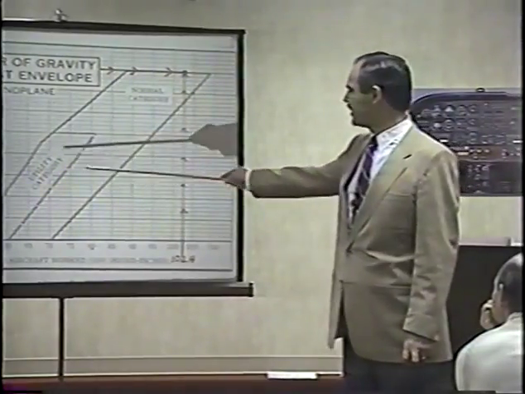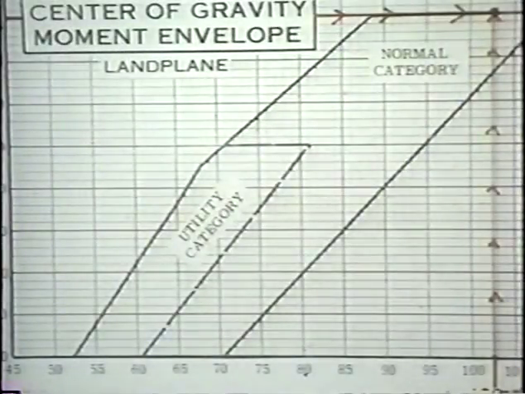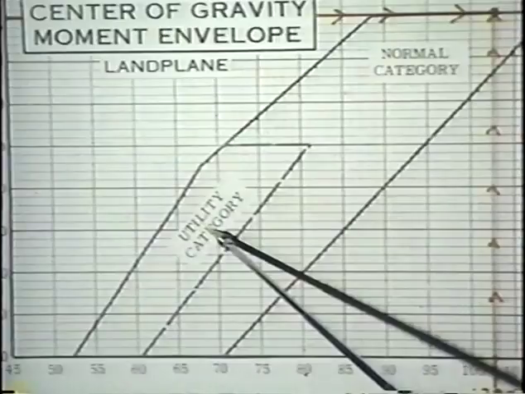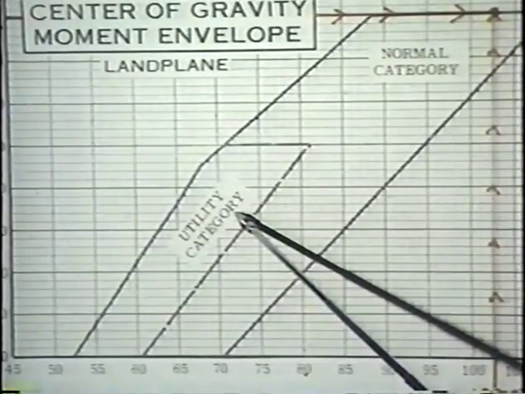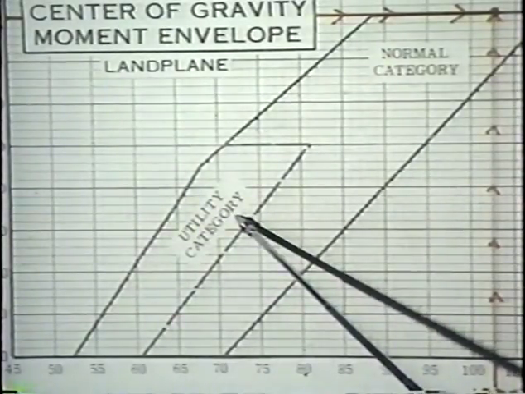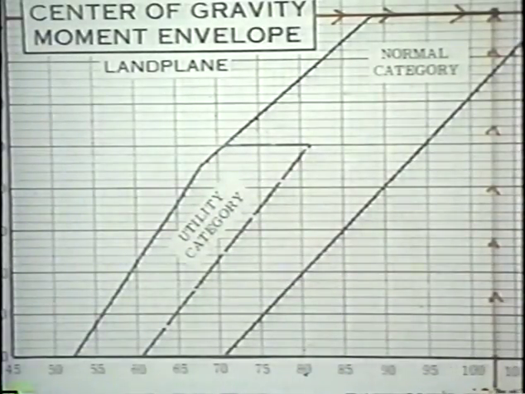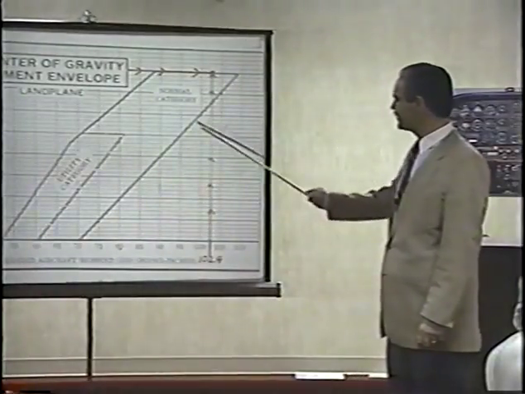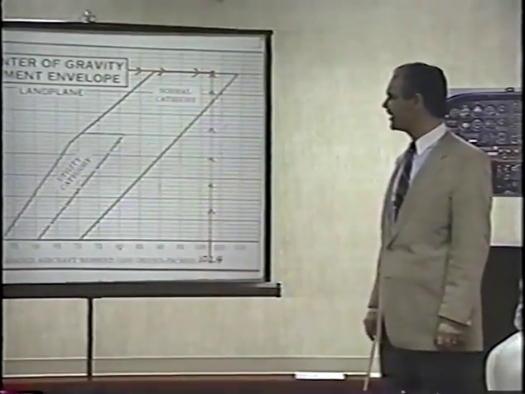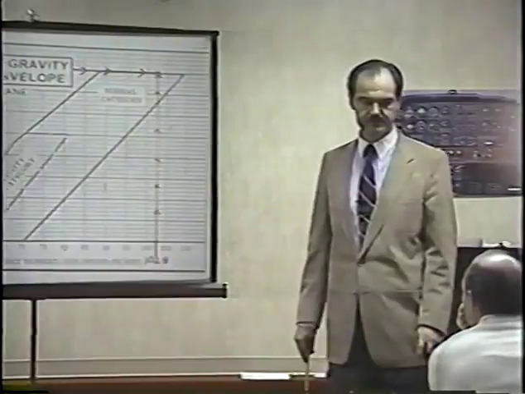Now, take a look up here. If we happen to fall in the utility category, that's just better. You might see a little placard on your airplane that says that intentional spins are prohibited unless you're loaded in the utility category. The plane's more stable in the utility category. So this is an envelope of pre-divided numbers that fall within limits.